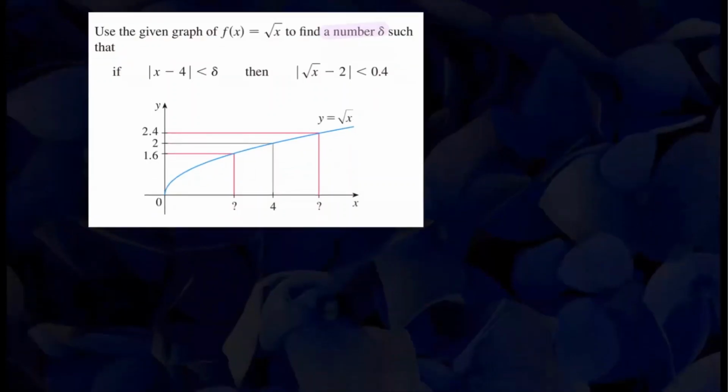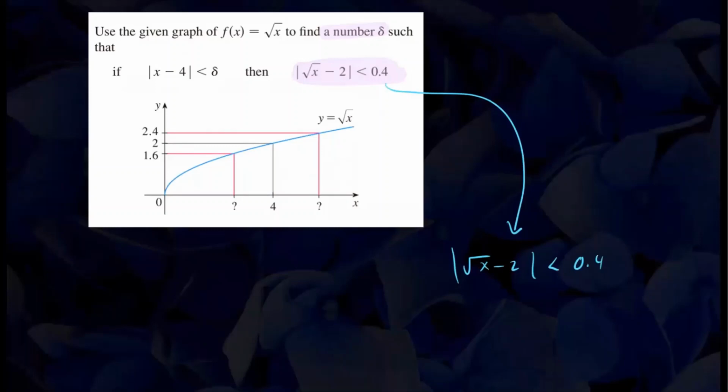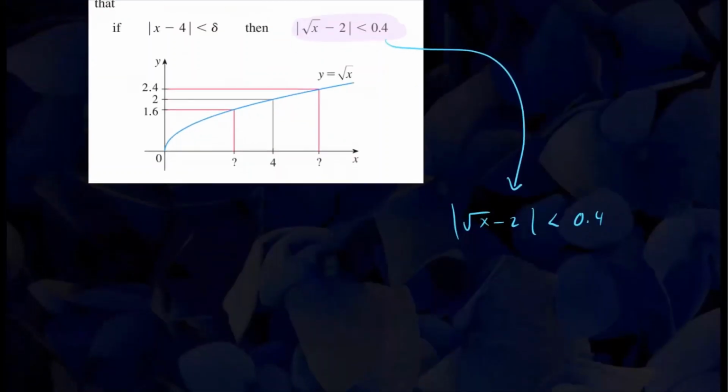So what we're going to do is start off with this statement and see if we can figure out what delta should be given that particular epsilon. So we know that the absolute value of the square root of x minus 2 is less than 0.4. By the definition of absolute value, we know that the square root of x minus 2 has to be between negative 0.4 and positive 0.4. Now I'm going to go ahead and add 2 to each side, so we can start isolating x algebraically.